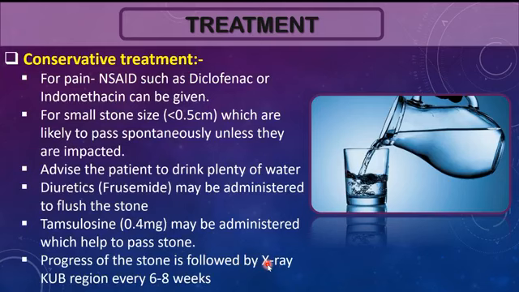Tamsulosin, a selective alpha receptor blocker, may be administered, which helps to pass stones by relaxing the muscles of the ureter. Progress of the stone is followed by X-ray KUB region every 6 to 8 weeks.